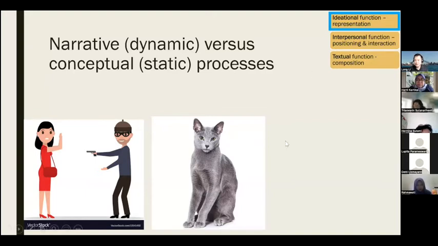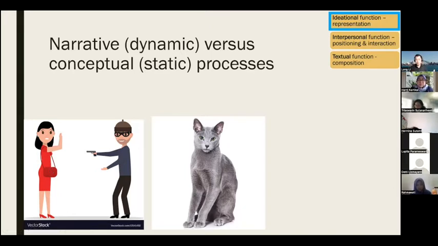How about the second picture? Can someone use one English sentence to describe the second photo? There's a cat. Yeah. So you see the two images are different. The first one narrates an action, and the second one is conceptual. It's static. So there isn't any clear action that the cat is performing. It's not clear whether the cat is thinking or reacting to something. So we can say the second picture is more static, whereas the first one is more dynamic.